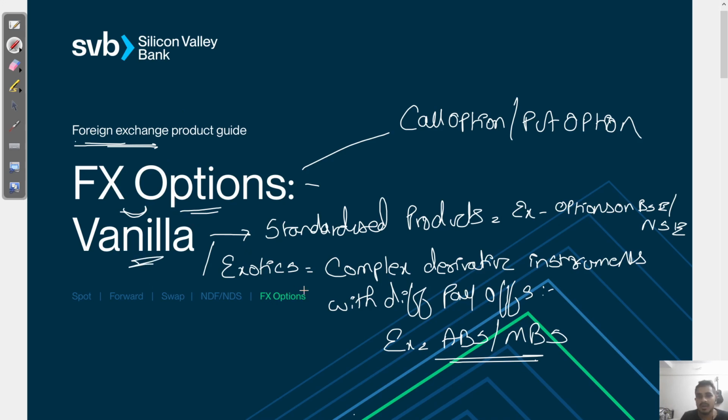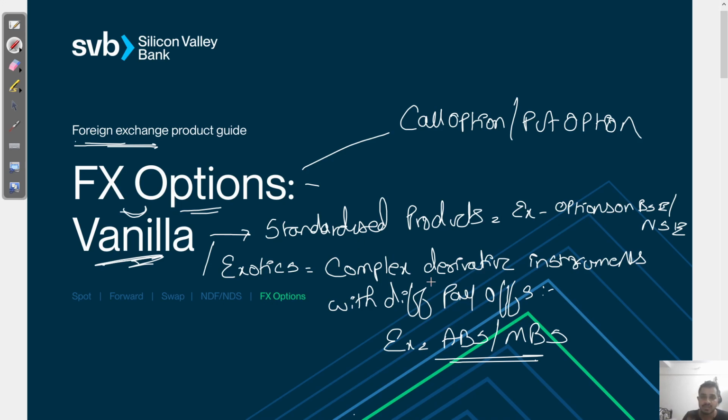Not really. A vanilla option or vanilla derivative instrument in any OTC segment or in any segment means it is a standardized product, most of the time available from an exchange. For example, in India we have options on BSE and NSE, we have bank options, we have options on single companies. So these are standardized products which are easy to understand for the most part.